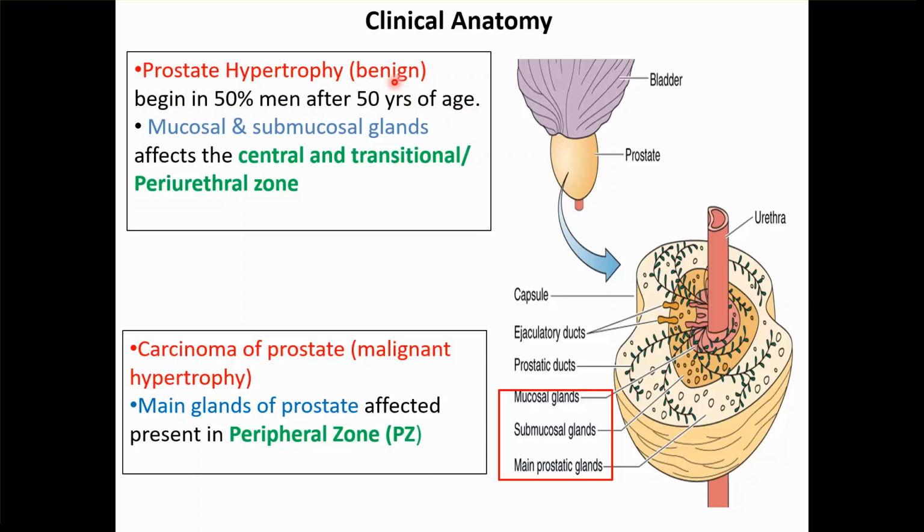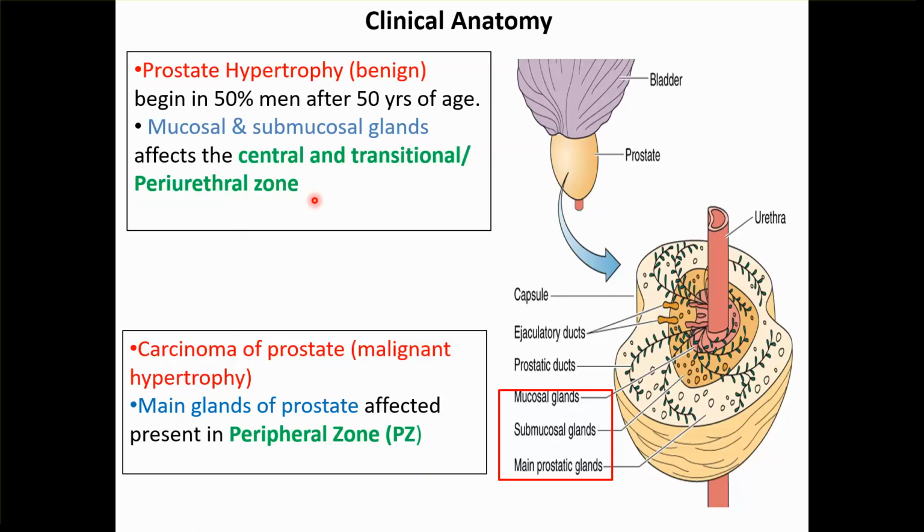This hypertrophy occurs in the mucosal and submucosal glands. Now we have to correlate with the zones. It affects the central zone and the transitional or periurethral zone. So the benign hypertrophy of the prostate affects the mucosal and submucosal glands, and it affects the central and transitional zone.